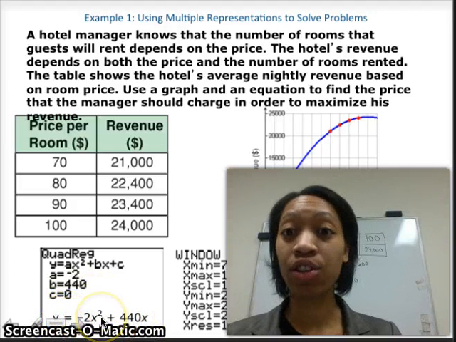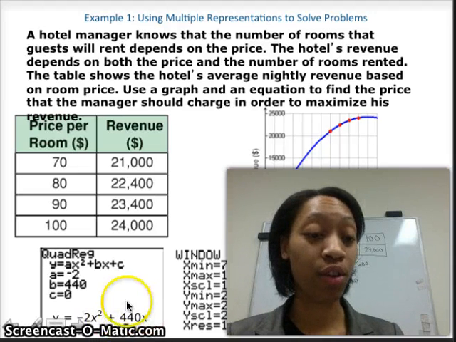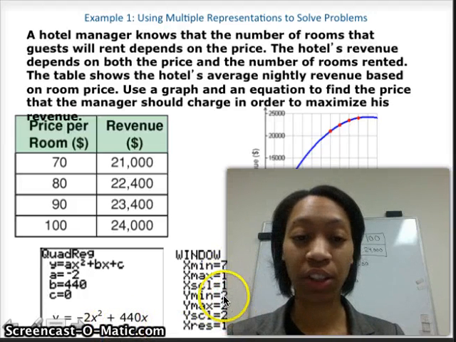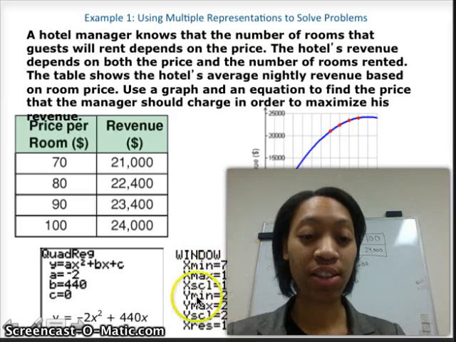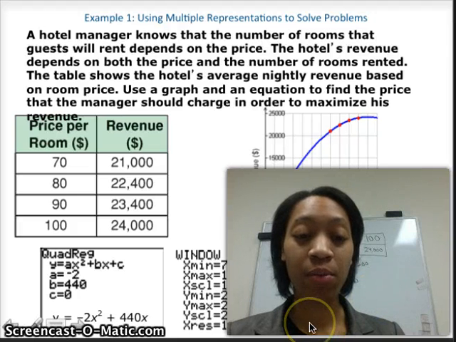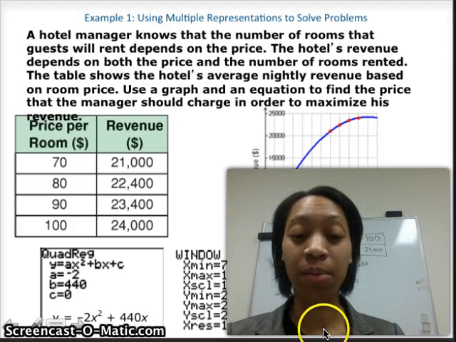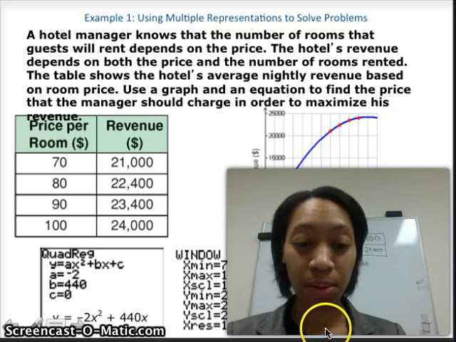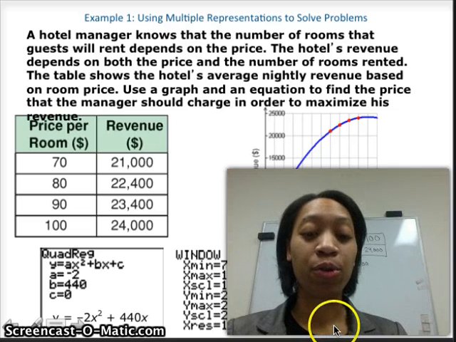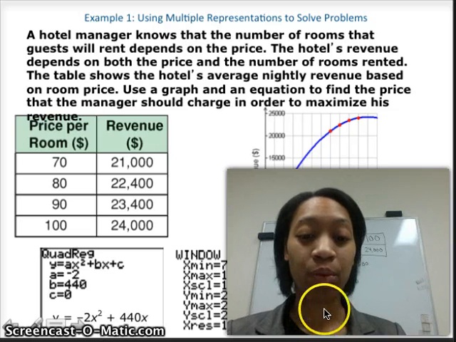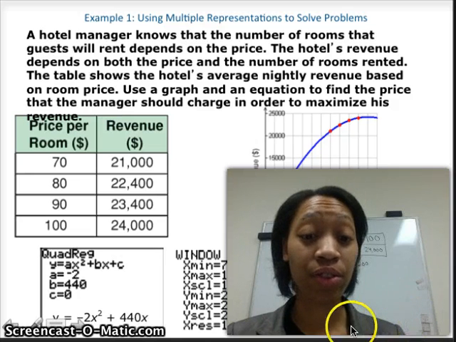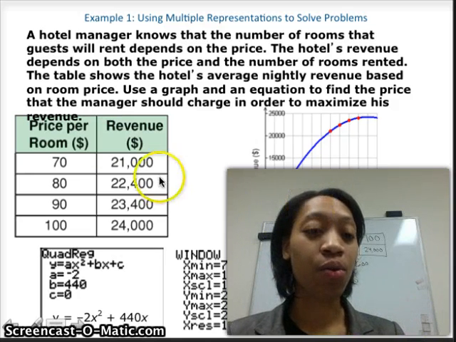Now I'm going to take this function that I got from using the quadratic regression on my calculator, and we're going to graph it. You might want to change your window settings so that you can see it better, and those are the window settings I used. After we graph it, we can also use our calculator feature to find the maximum point. The maximum point ends up being 110. So he should sell 110 rooms to maximize his profit, which will give him a profit of $24,200.